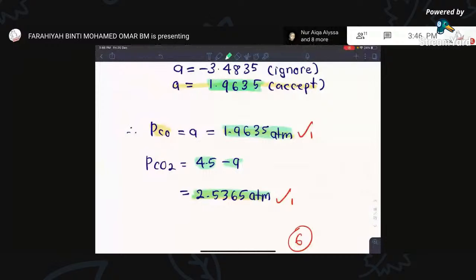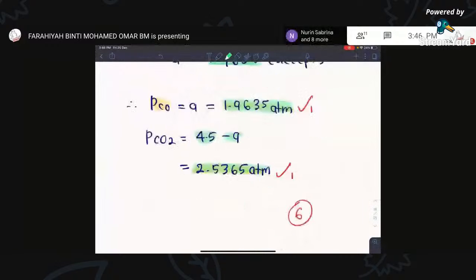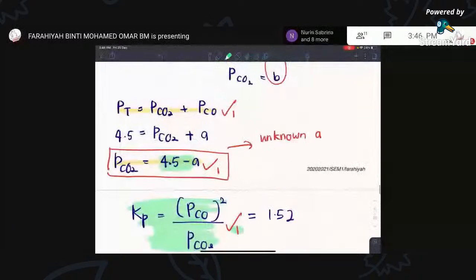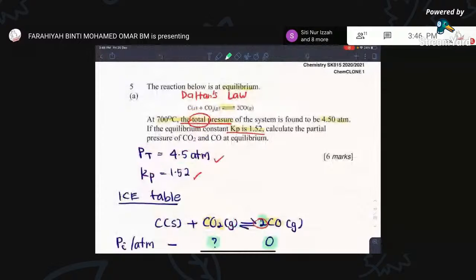This one also, I think is a good question for you, because you rarely find this question in tutorials or past year papers. Past year maybe there is? But this question is in your quiz. Okay, so settle for question number 5.